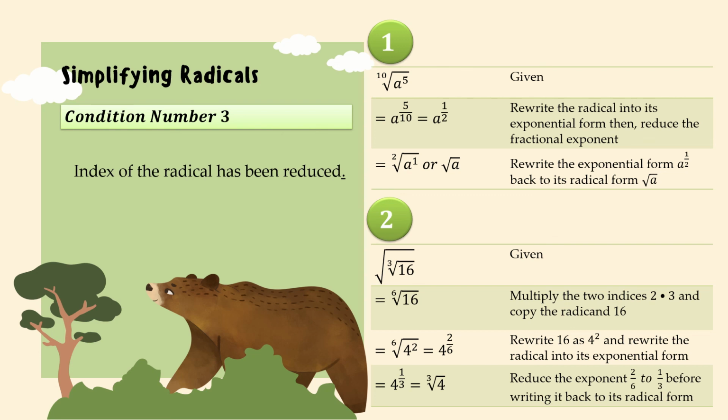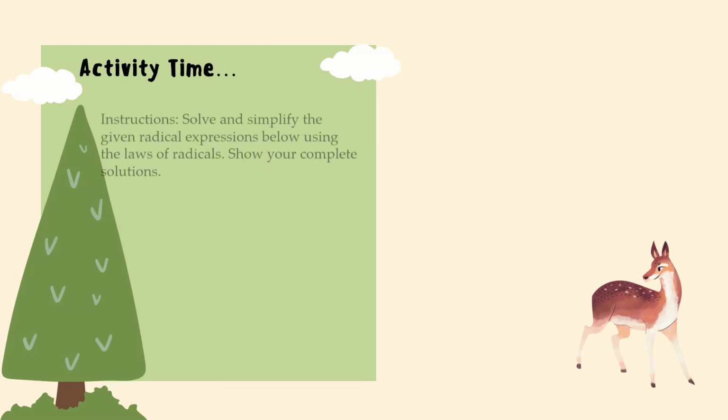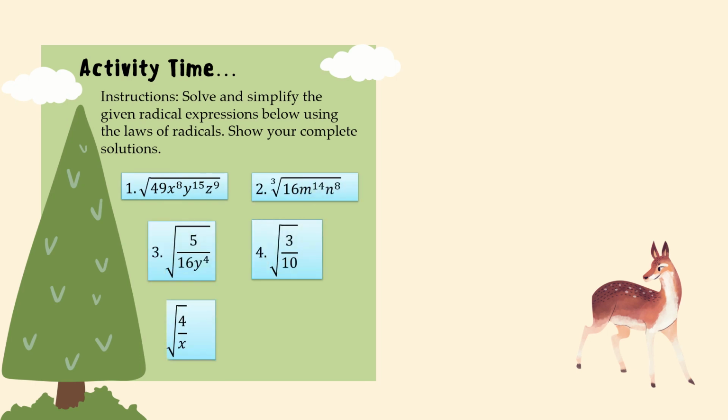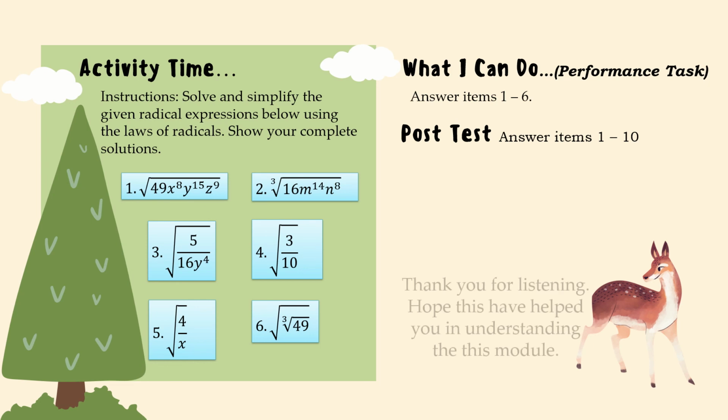Okay, so those are the 3 conditions stating when a radical expression is simplified. So, activity time. Instructions: solve and simplify the given radical expressions below using the laws of radicals that you have learned. Then show your complete solutions. Items 1, 2, 3, 4, and 5. Then, for what I can do, performance task, answer items 1 to 6. Include justification. Modified true or false. Then, post test, answer items 1 to 10, letters only.